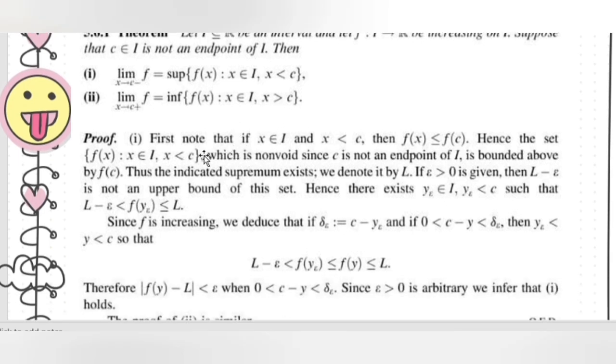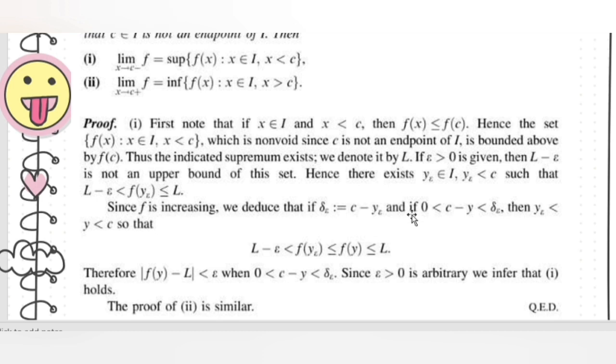Proof. First note that if x is an element of I and x < c, then f(x) ≤ f(c). Hence, the set {f(x) : x ∈ I and x < c}, which is non-void since c is not an endpoint of I, is bounded above by f(c). Thus the indicated supremum exists. We denote it by L.